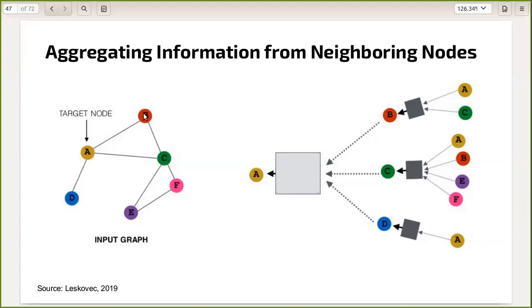So node B has two neighbors, node A and node C. We just combine the information from node A and C into B itself, and so on. And you can see that once you target node A as the target node, it will appear here again because we want to aggregate the information.